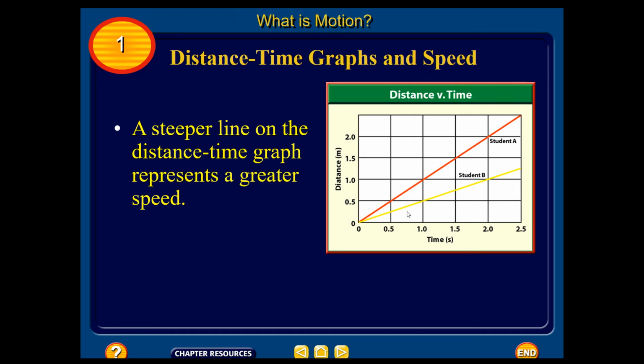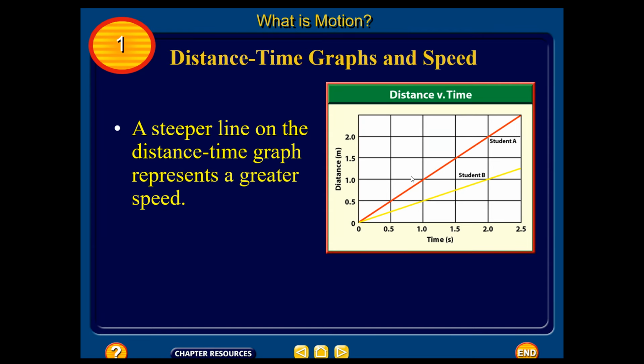In this type of graph, you can go to any point. For instance, I can go here and see the distance, which is 1, over the amount of time it took, and I can divide the distance by the time, and that gives me my speed. So in this case, he will be going 1 meter per second. If I did it here, 1.5 divided by 1.5 is 1 meter per second.